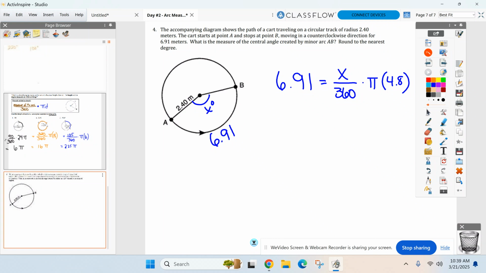Is there another way I could start instead? Let's go over all the options. Kira? Multiply both sides by 360, then divide by 4.8 pi. Either way, whatever you prefer. So either we're getting rid of 4.8 pi by dividing first or multiplying by 360. Your call. And when do we round, by the way? At the end, yes. So if you're choosing to multiply by 360, don't round it. If you're choosing to divide by 4.8 pi, don't round it.